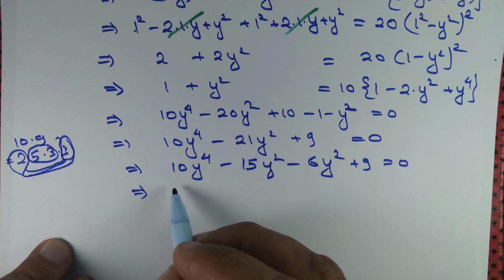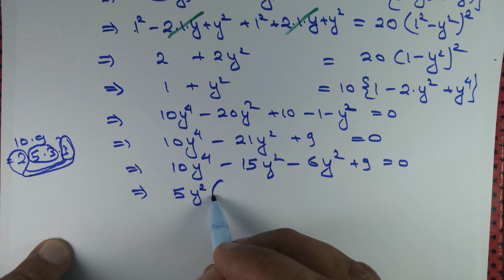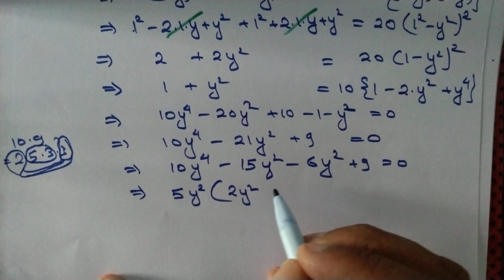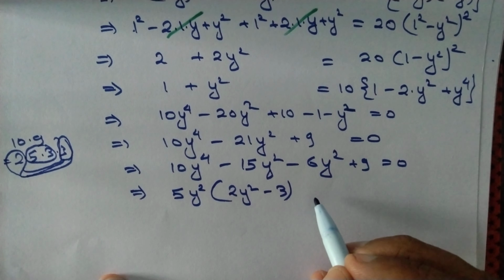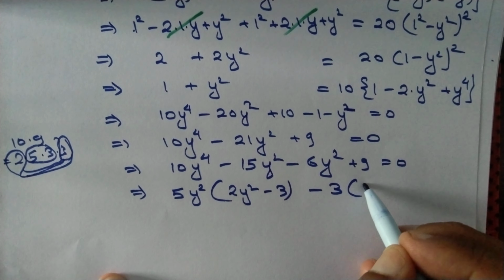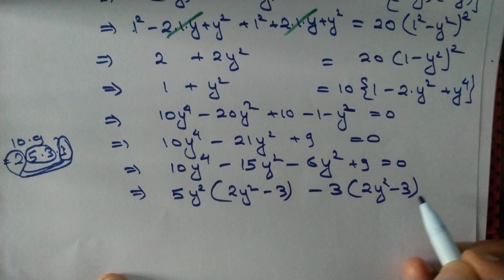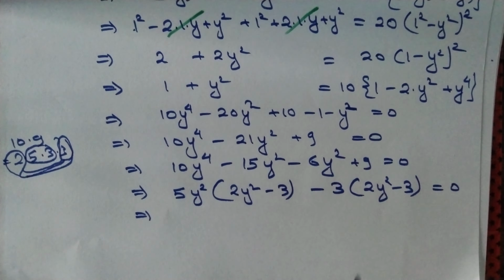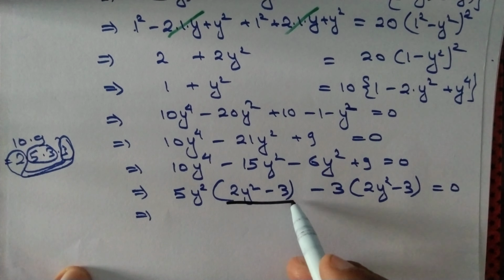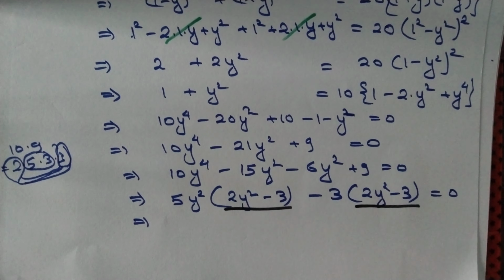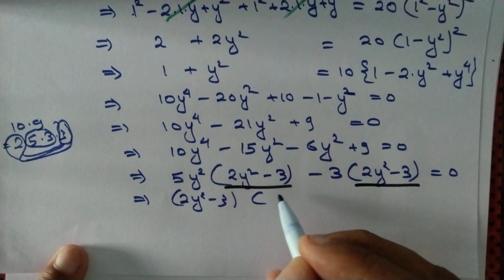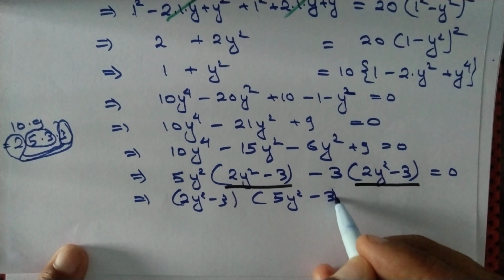From there we take 5y square common and we are left with 2y square minus 3. In this case, we take minus 3 common and we are again left with 2y square minus 3 equal to 0. Of course, this is splitting the middle term; you must be aware how to do it. So once again we have 2y square minus 3 common: (2y square minus 3) into (5y square minus 3) equal to 0.